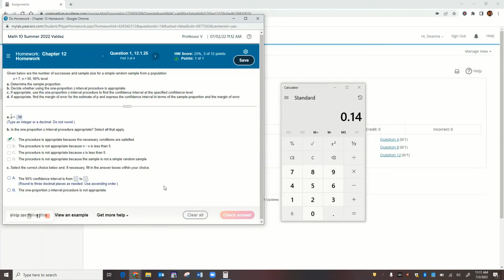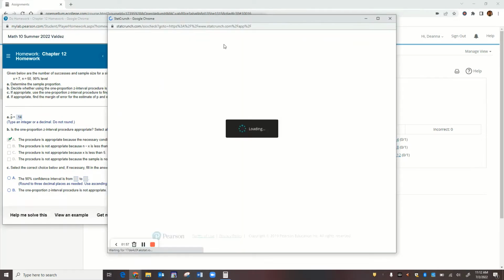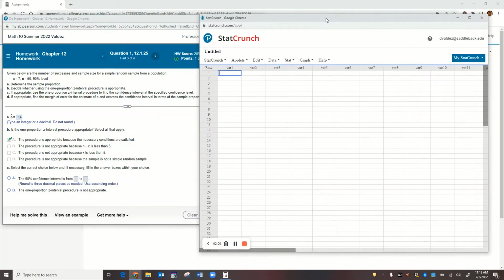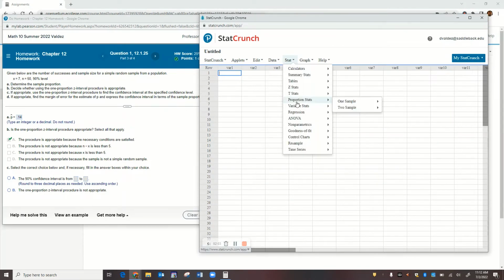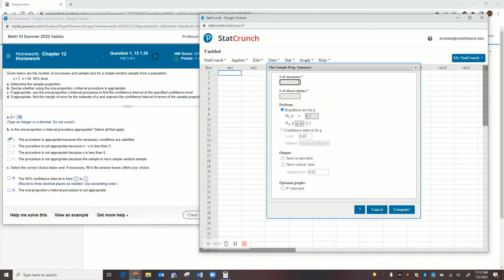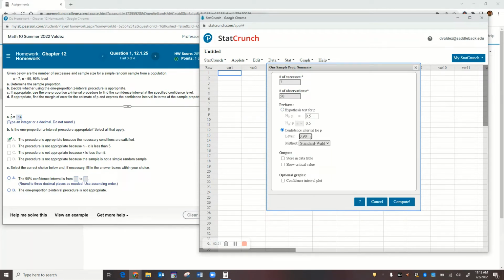Good. Now, select the correct choice below, and if necessary, fill in the answer boxes within your choice. So the 90% confidence interval, it is appropriate, so we're doing it. So here we go. Open up your StatCrunch. And this time we want proportion statistics. So you're going to go to Stat, and then proportion stats. This is just one sample, and we have the summary stats. Number of successes is X, so that's 7. The number of observations, that's n, that's 50. And this time we're setting up a confidence interval at 90% level.